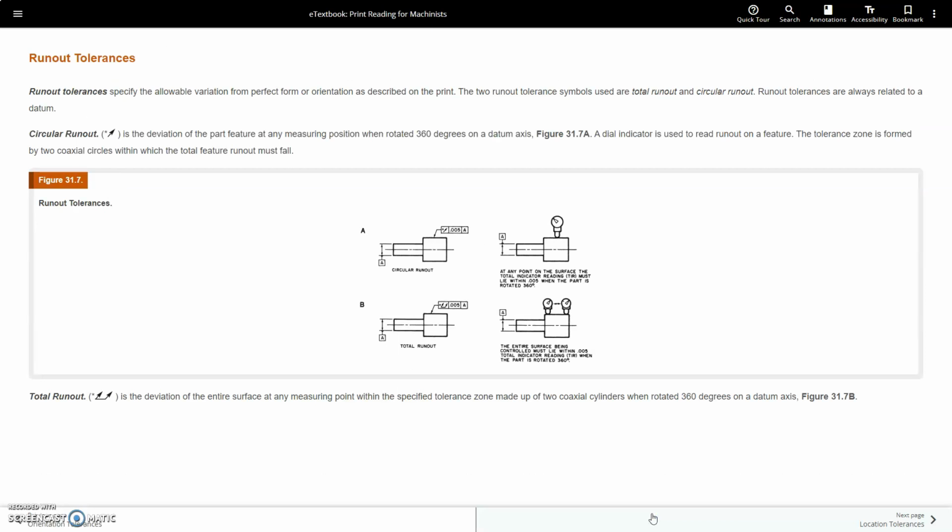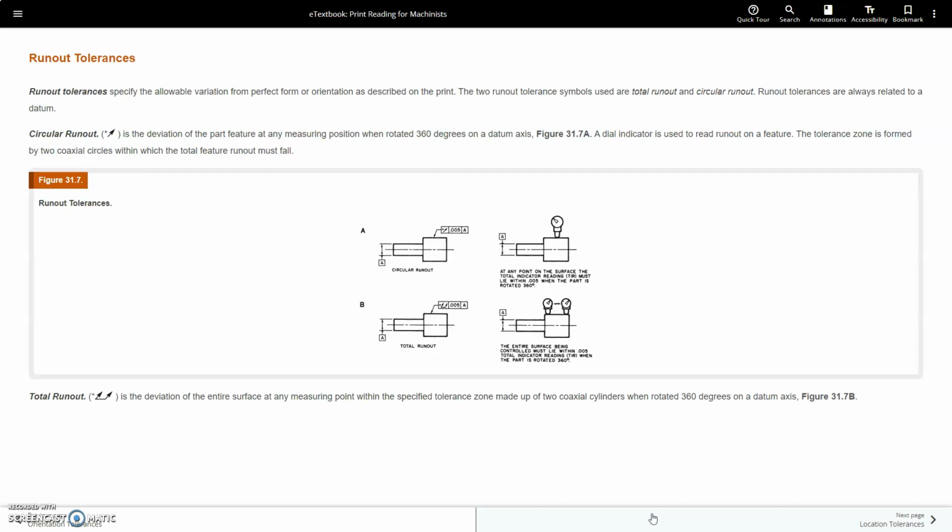Runout tolerances specify the allowable variation of perfect form or orientation as described by the print. The two runout tolerance symbols are total runout and circular runout. Runout tolerances are always related to the datum. Circular runout is the deviation of the part feature at any measuring position when rotated 360 degrees on the datum surface or axis.